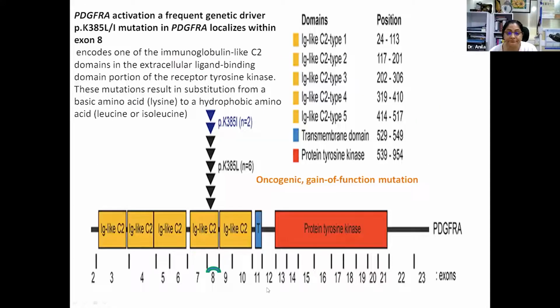It was PDGFRA mutant. This PDGFRA mutation is seen in a lot of other tumors in the body, like in GIST: if they don't have c-KIT, then they have the PDGFRA mutation. In this tumor, PDGFRA activation is a frequent genetic driver. The mutation localizes within exon 8, which encodes one of the immunoglobulin-like C2 domains in the extracellular ligand-binding portion of the receptor tyrosine kinase. These mutations result in substitution of the basic amino acid lysine with leucine or isoleucine, and this is an oncogenic gain-of-function mutation.